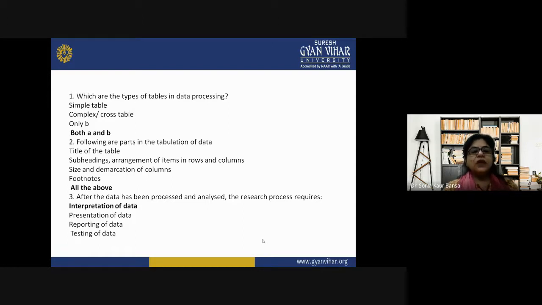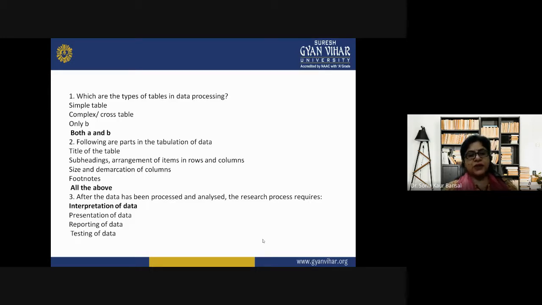Okay. Now, the next question is related to the following: which are parts in the tabulation of data. So just find out which are the parts in the tabulation of data. Title of the table, subheadings, arrangement of items in rows and columns, size and demarcation of column, footnotes. What are the different parts of tabulation of data? So of course the answer is all of the above.